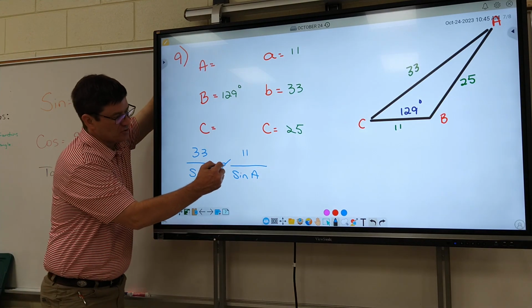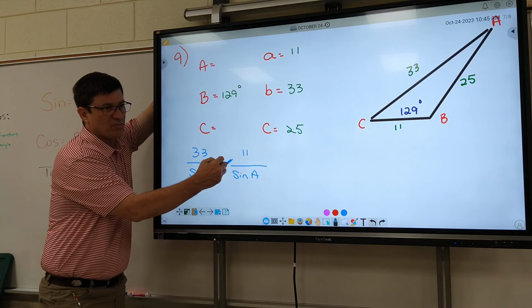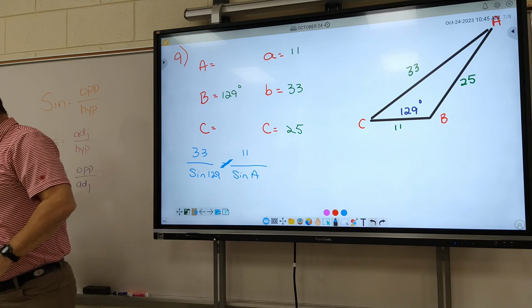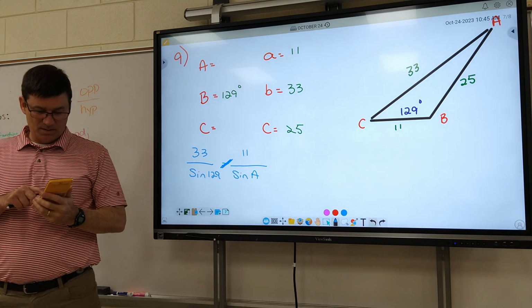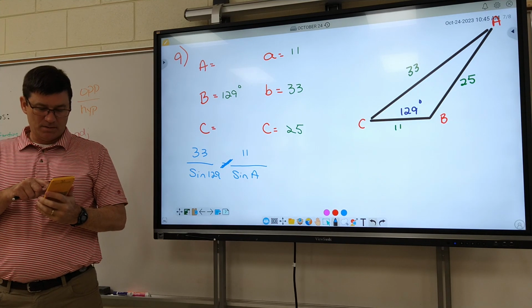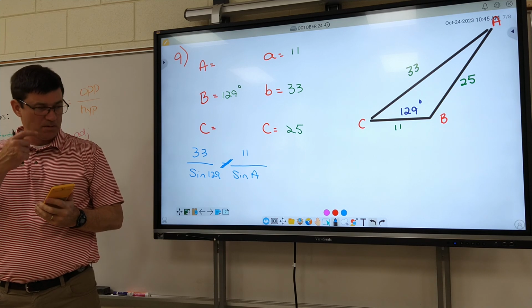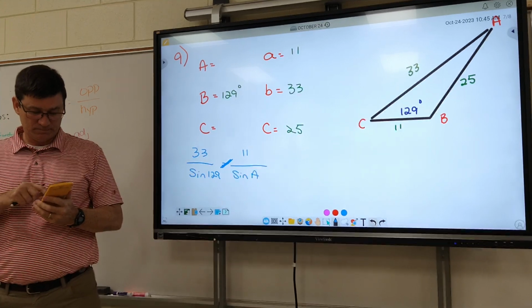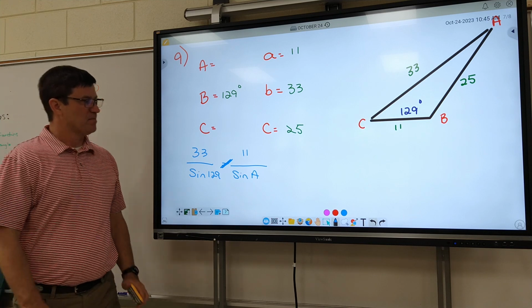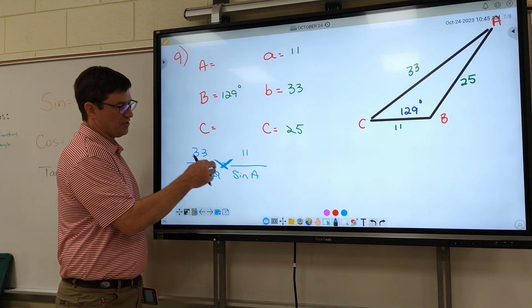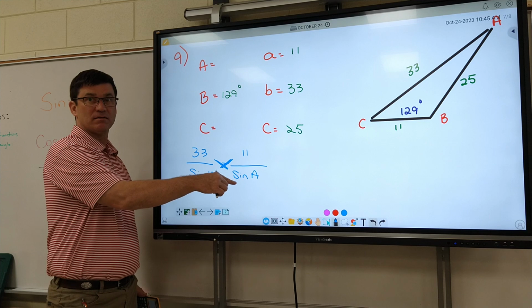All right, so let's start by cross multiplying. Multiply those two numbers together. Let's see what we get. Does it matter which ones you have to divide and multiply? It does matter. You always divide by the one that's on the diagonal with the unknown. Well, I got a negative.